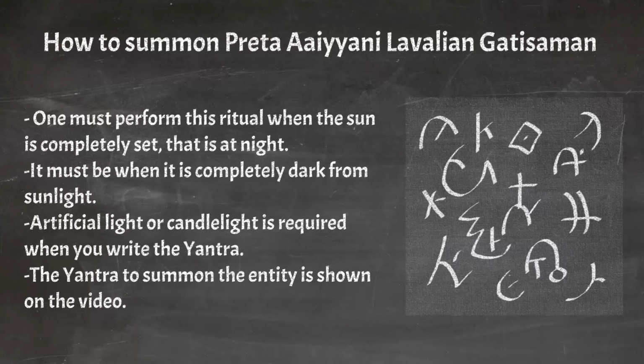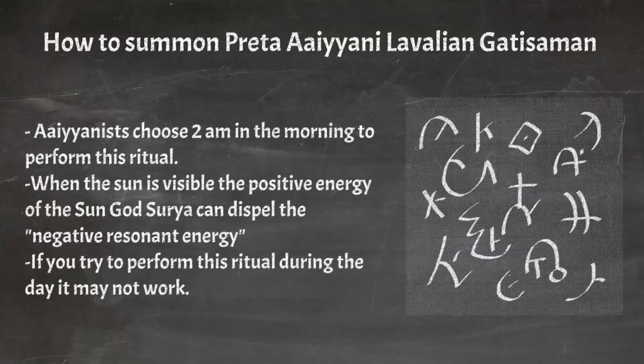Please note, artificial light or candlelight is required when you write the symbols or yantra down, as described in the next section. The yantra to summon the entity is shown on the video. Historically, many Aayyanists choose 2 a.m. in the morning to perform this ritual.